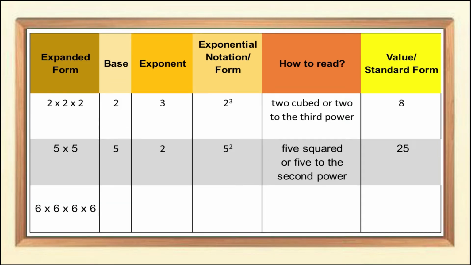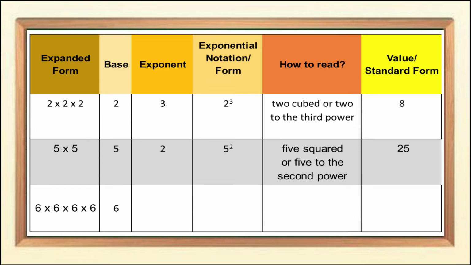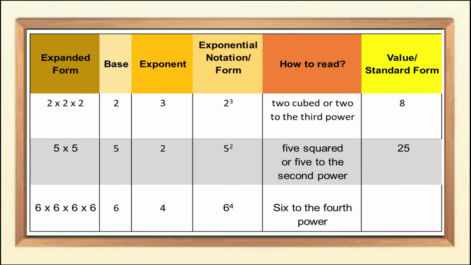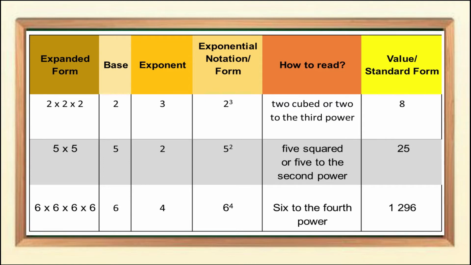Let's have another one. In expanded form, we have 6 times 6 times 6 times 6. The base here is 6, and the base is being multiplied 4 times, so the exponent is 4. Here's how we write that in exponential notation. There we go. We read this as 6 to the 4th power. Now, the value or the standard form of that number is 1296. Awesome!